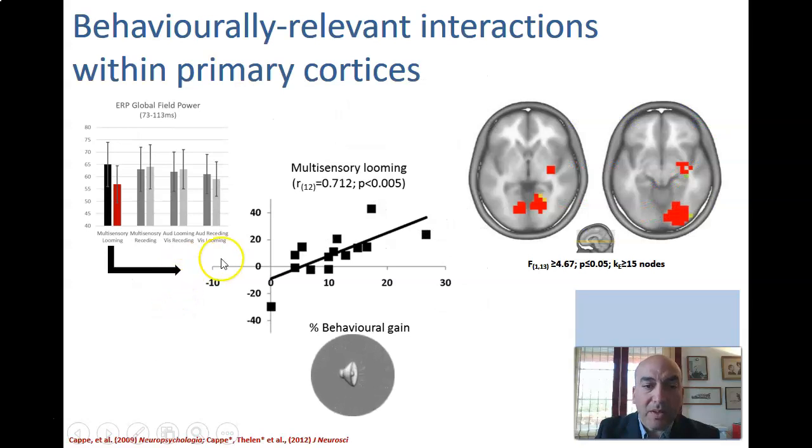When we do that, what we observe is that there is a change in the global field power of the event-related potential, specifically in the case of multisensory looming, but not for other combinations of receding or looming stimuli. And this nonlinear response in global field power is correlated with behavioral gain that one observes in detecting motion stimuli that are multisensory and looming. Moreover, these effects are again within primary visual cortices and extending inferiorly and laterally within occipital cortices.